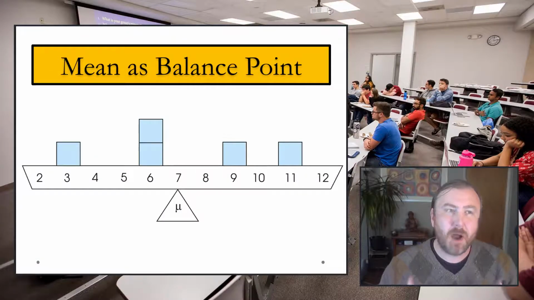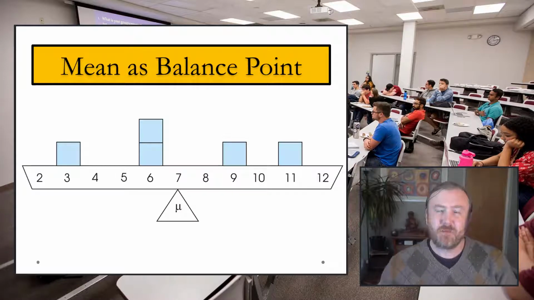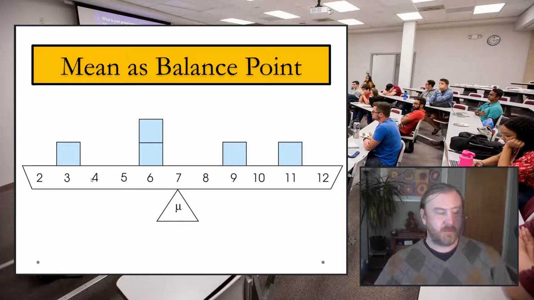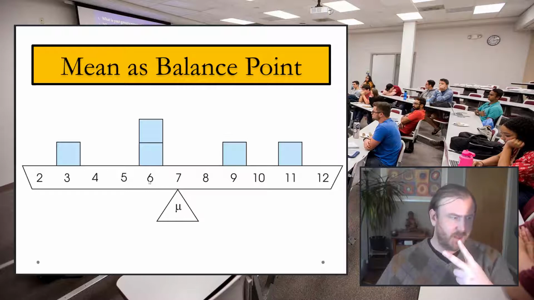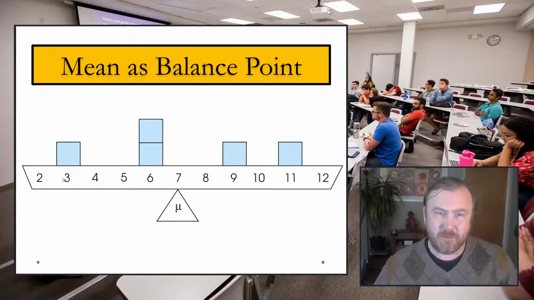So one interesting property about the mean is it serves as a balance point. If we look at this slide, we can see that 6 is 1 away from 7, and there are 2 of them. So the difference between 6 and 7 is 1, there's 2 of them, so we've got 2. And then the difference of 3 from 7 is 4. So that's a total of 6 difference points away from the middle.